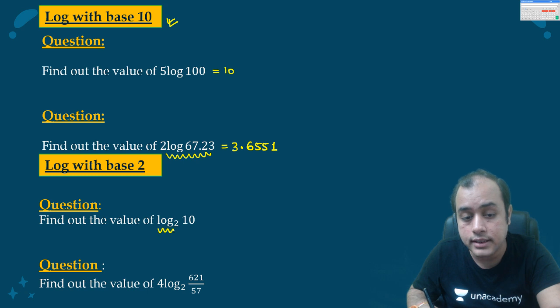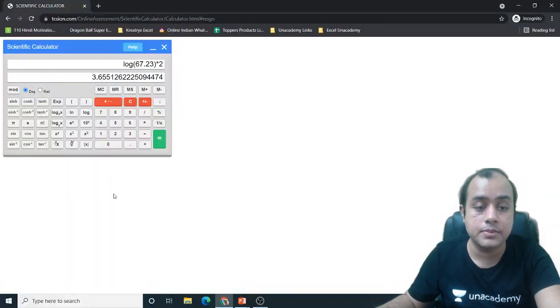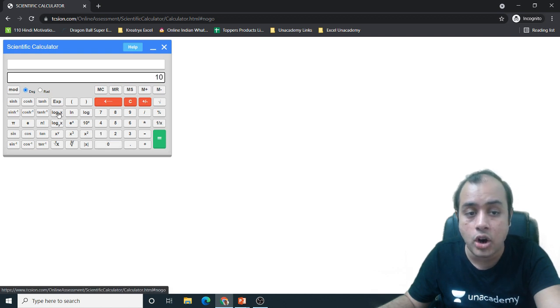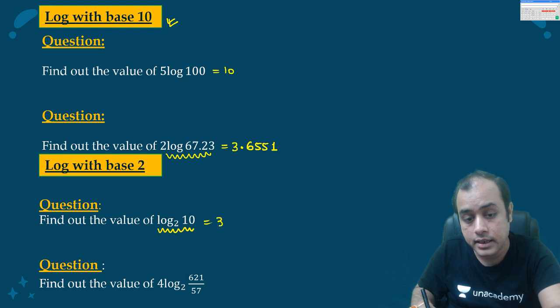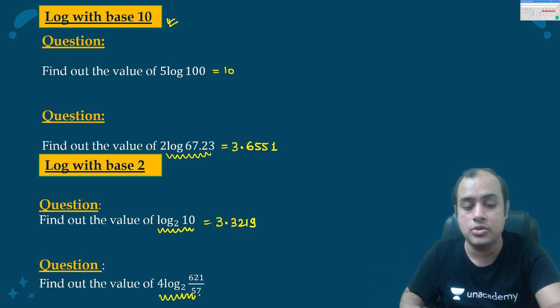Then log 10 on a base of 2. Again same process, my dear. You enter 10, then you press this log 2x. It implies log of x on a base of 2. It is 3.3219. What about this? This seems a bit more complicated, but actually it is not.